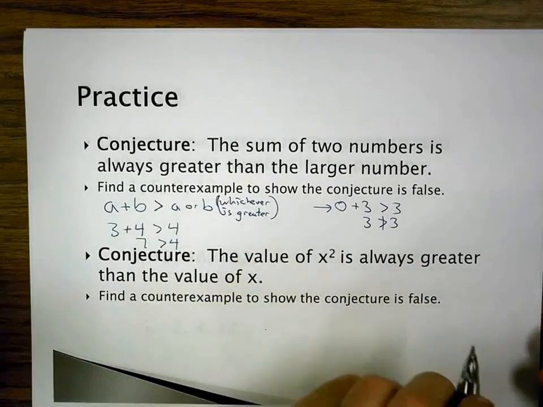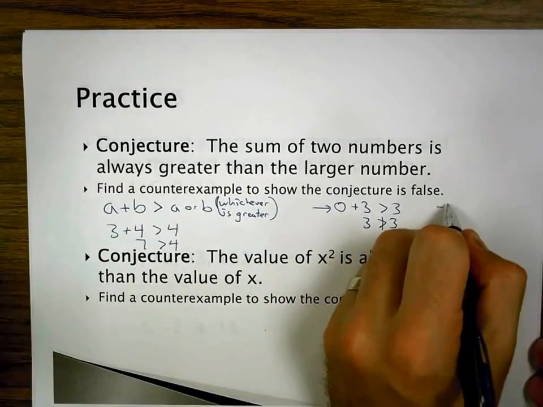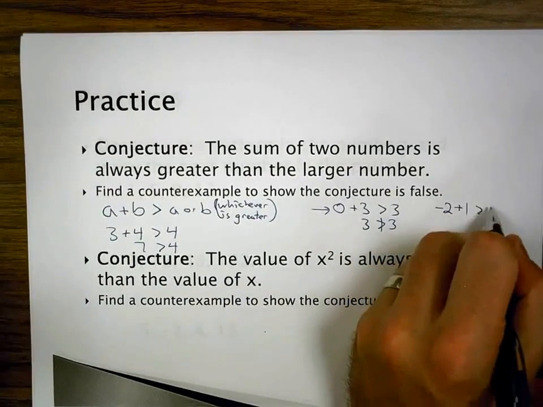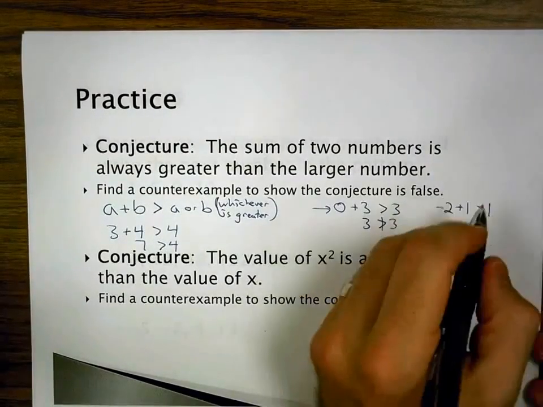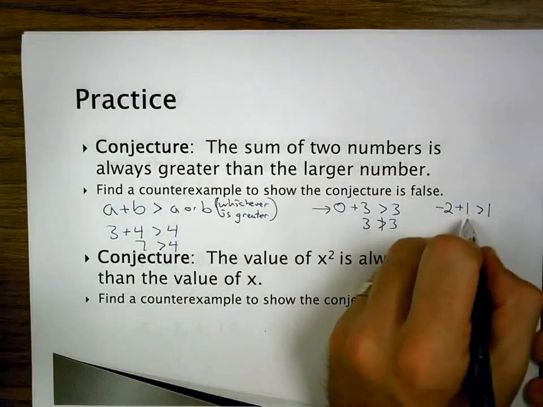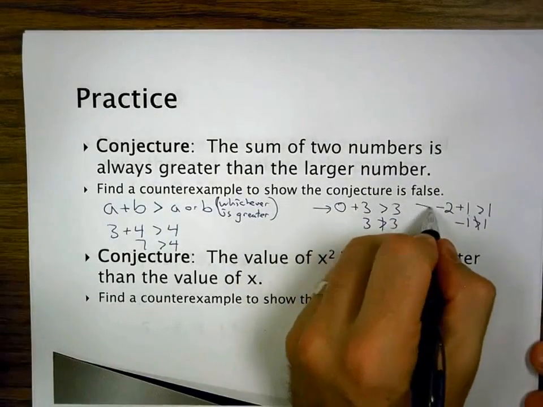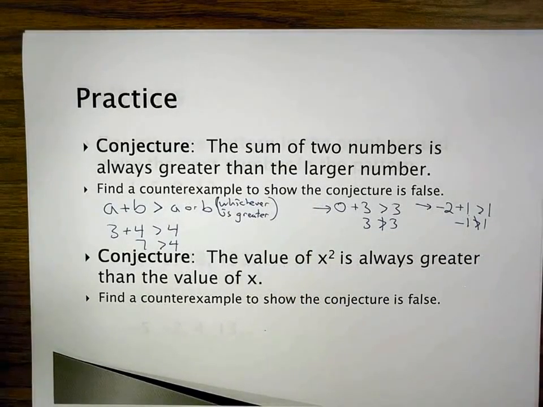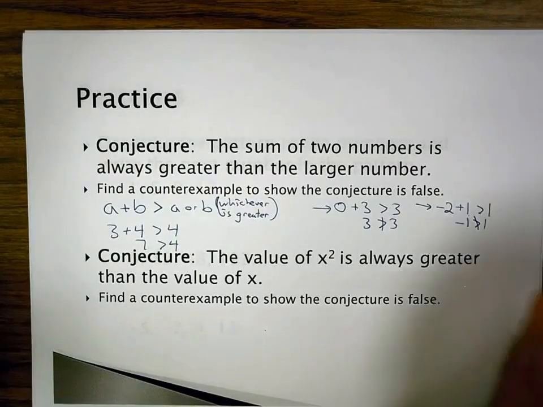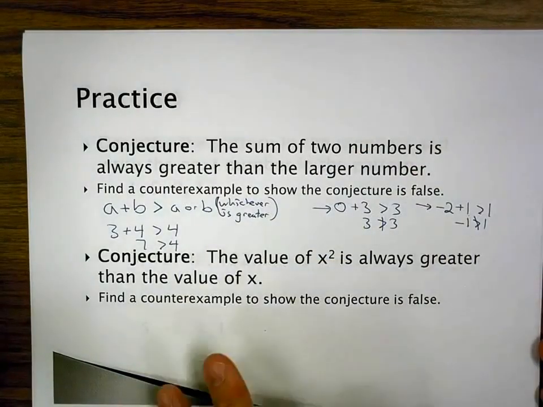Another one that works is negative. So let's say I did negative 2 plus 1 is greater than 1, 1 being the bigger number. So I get negative 1 is greater than 1. That's false. This is another counterexample. We could go a step further and do two negative numbers. If we added two negative numbers together, those would not be greater. So right here we see anything with adding 0, adding with negatives is going to be a counterexample. Either of those would work.